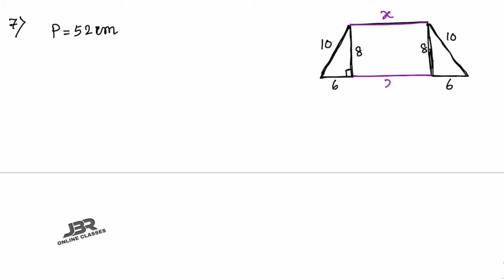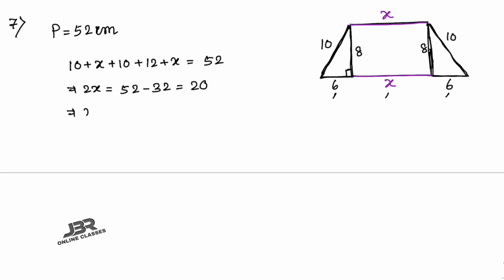So let this one be x and x. As the perimeter equals 52, that means the sum of all sides. So 10 plus the upper one x, then another 10, and then x and 6 and 6, that means 32 plus 2x equals 52. So 2x equals 52 minus 32, that is 20. So x equals 10. As x equals 10, the two parallel sides are the first one 10 and the second one 10 plus 12, which is 22.